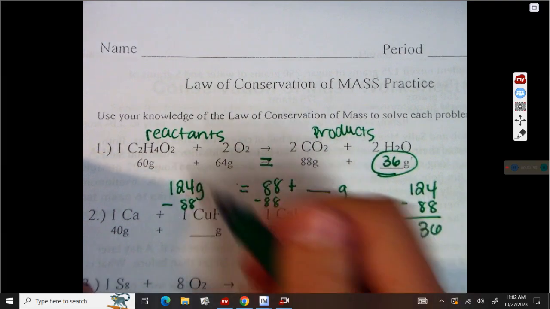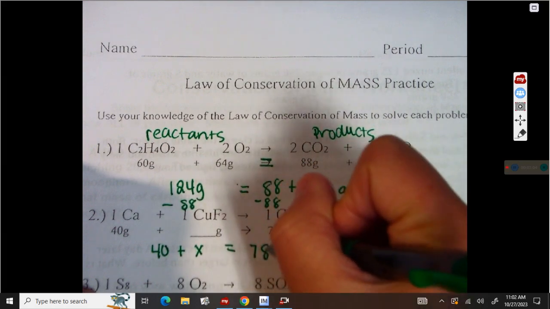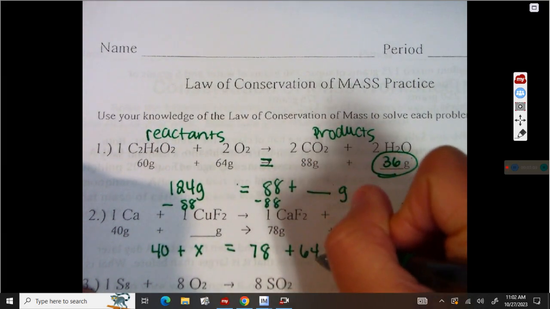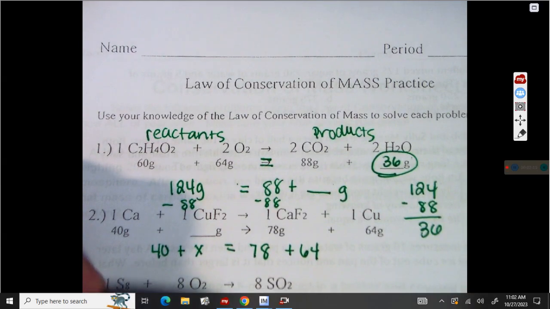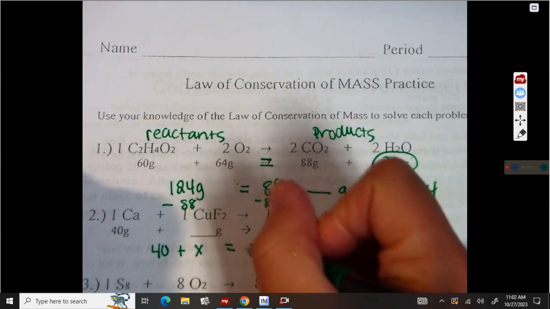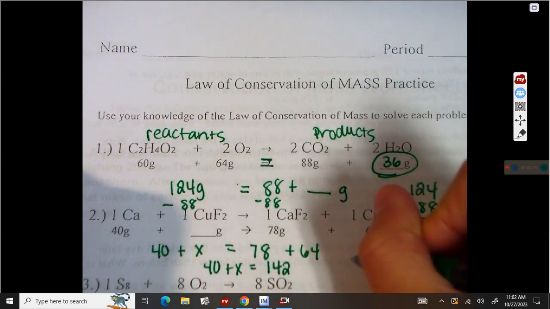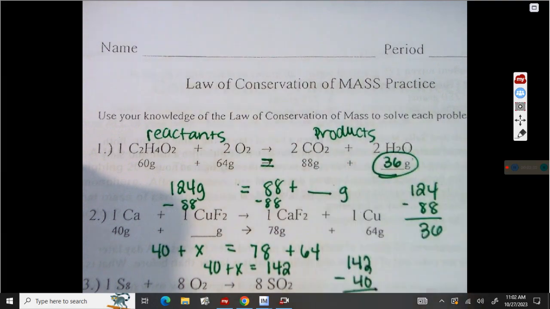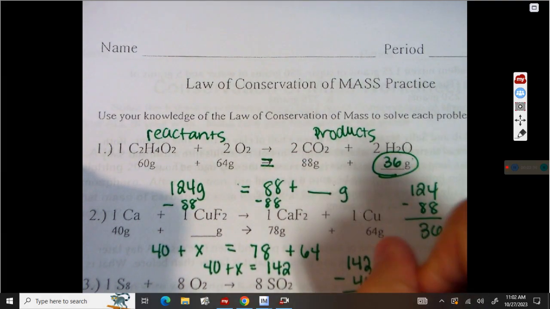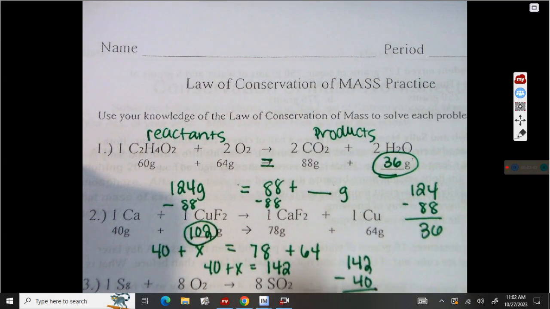So let's look at this one. We basically got 40 plus x equals 78 plus 64. So I add 78 plus 64 and I get 142. So if I do that, I get 40 plus x equals 142. So when I subtract 40 from both sides, I get 142 minus 40 equals 102. And that's what goes in our blank right here. And the way that you check yourself is you go back and you say 102 plus 40 equals 142.